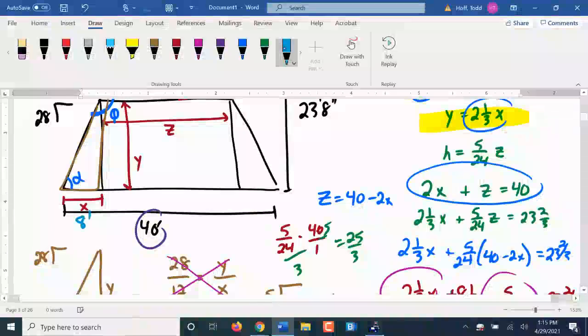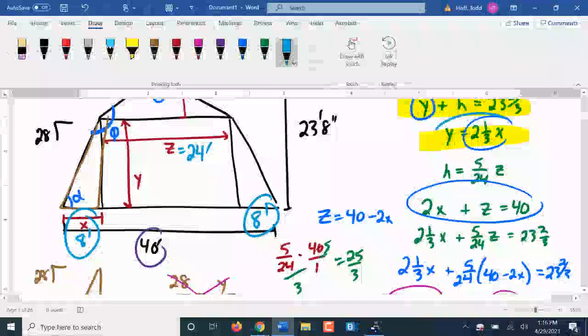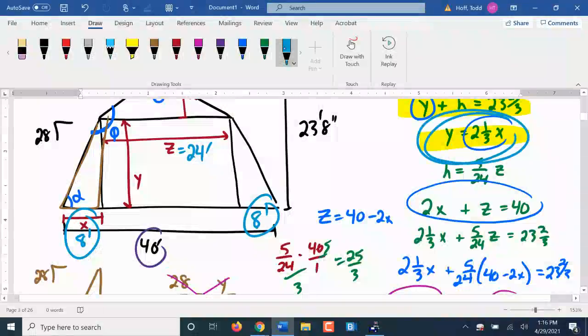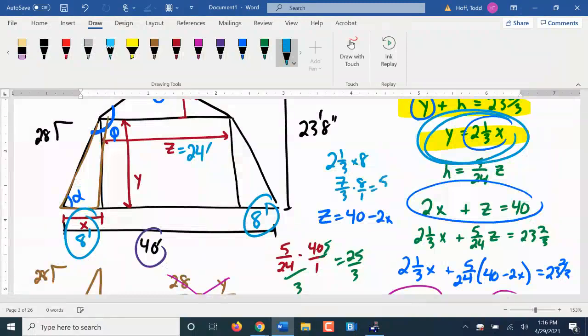I'm not sure what I did wrong on the last piece, but X here is 8 feet. 8 and 8 makes 16, which makes Z 24 feet. Y is 2 1/3 times X. So 2 1/3 times 8 is 7/3 times 8 over 1 is 56 over 3.